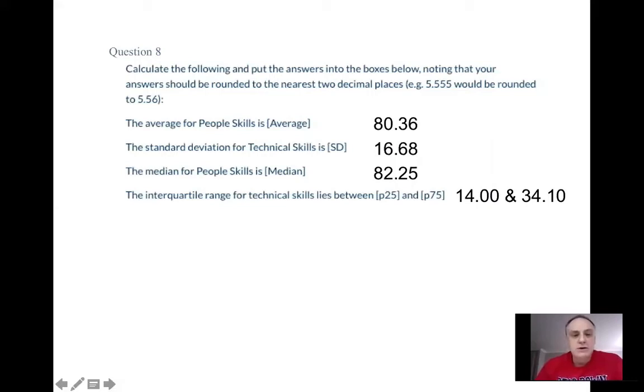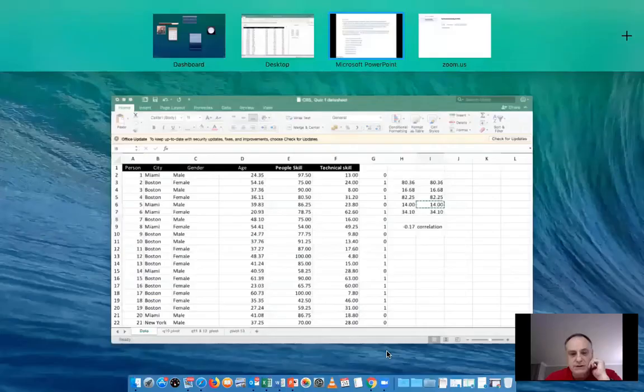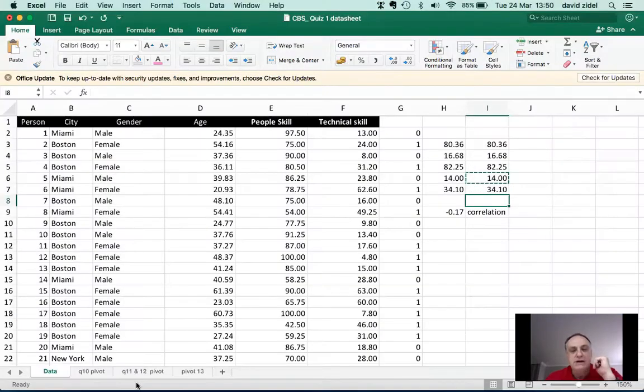How would you answer question 9? Now in this test, there was a little bit of an issue with question 9 because we were looking for the column. It said the values are located in column D, the gender. And if we look at the spreadsheet, the gender was actually in C. So your answer would be the same, but for the C.